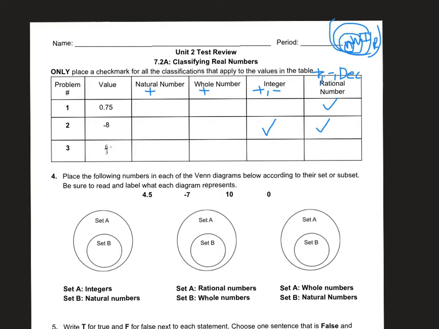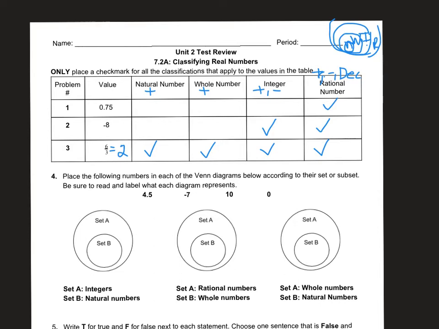6 divided by 3, well, if I actually divide that out, I know that's equal to 2. And I know that it's positive, it doesn't have a decimal, so it definitely is a counting number or natural number. And because it's a natural number, according to my subset graphic organizer, I know it's going to be a part of the set of whole numbers, integers, and rational values. So that's where your check mark should have gone. All right, let's go ahead and look at problem number 4.